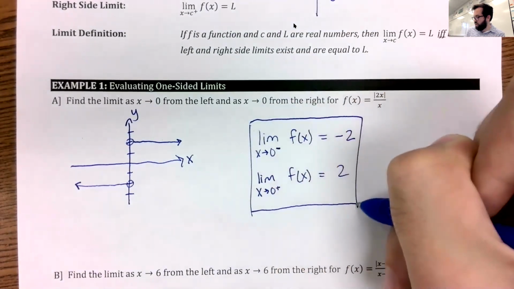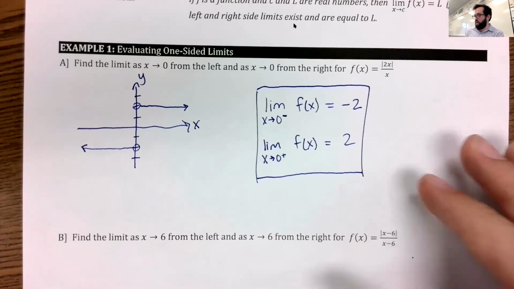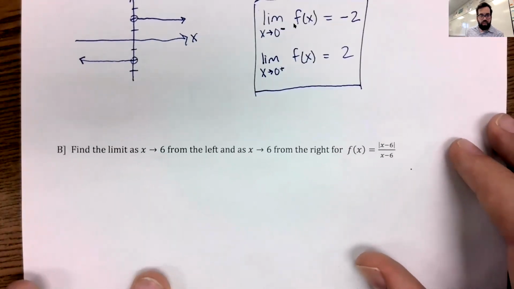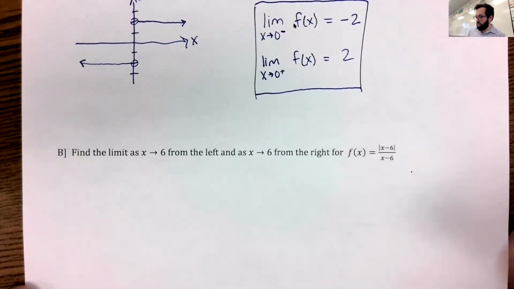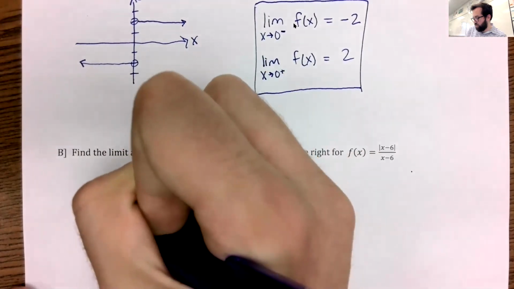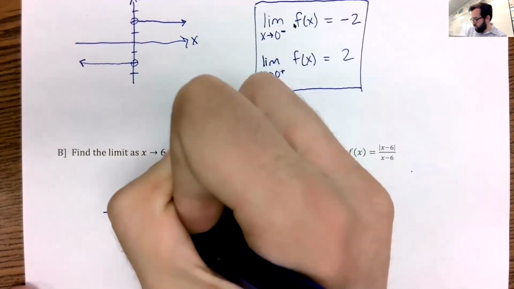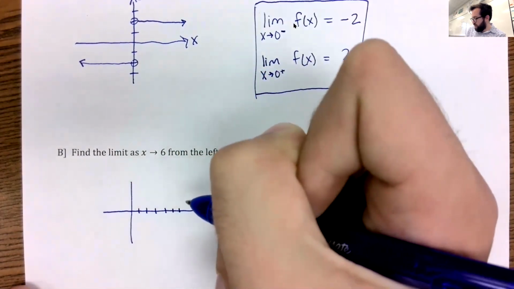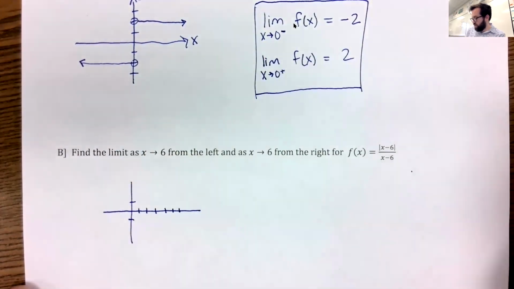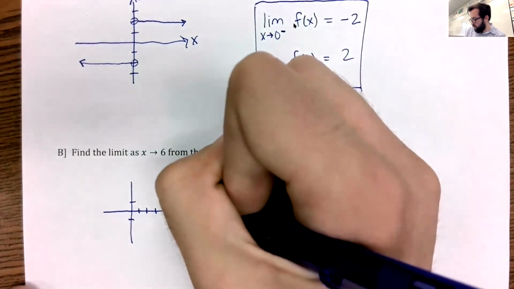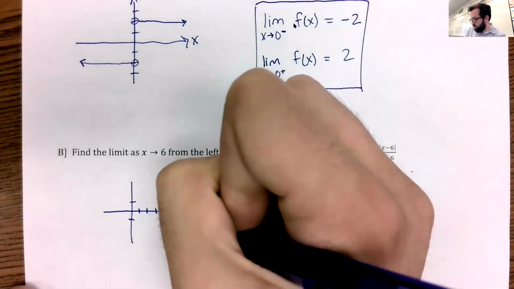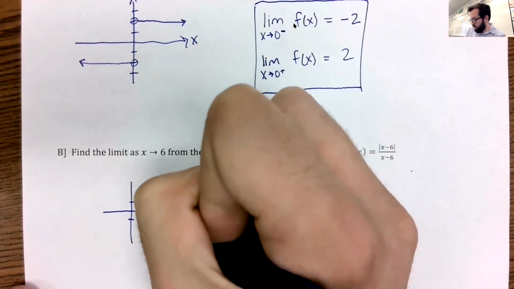That's the same thing we're going to do for letter B. Let's take a look at the graph this time. We have the limit as x approaches 6 from the left and as x approaches 6 from the right. So 1, 2, 3, 4, 5, 6. And this time, any values greater than 6 cause a y value of 1, and any values less than 6 cause a y value of -1.